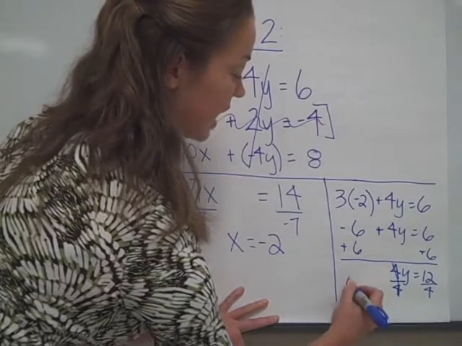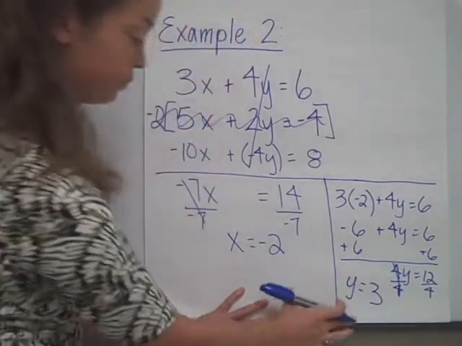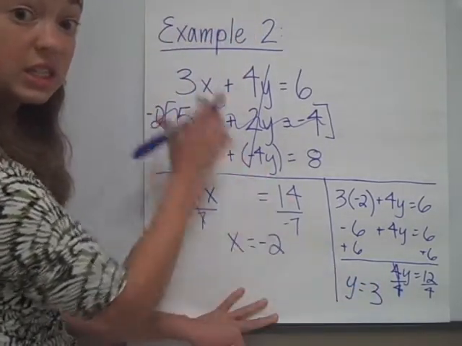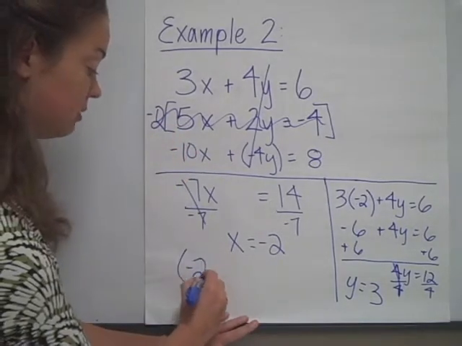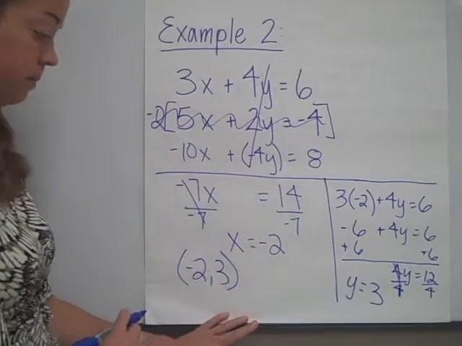Dividing by 4 on both sides, I get y equals 3. So my solution for this system of equations using elimination is (-2, 3).